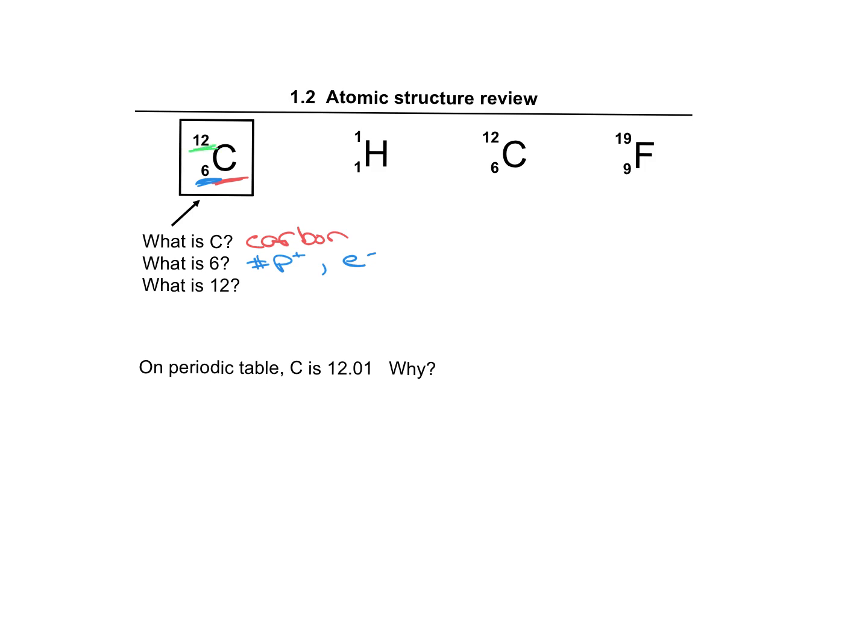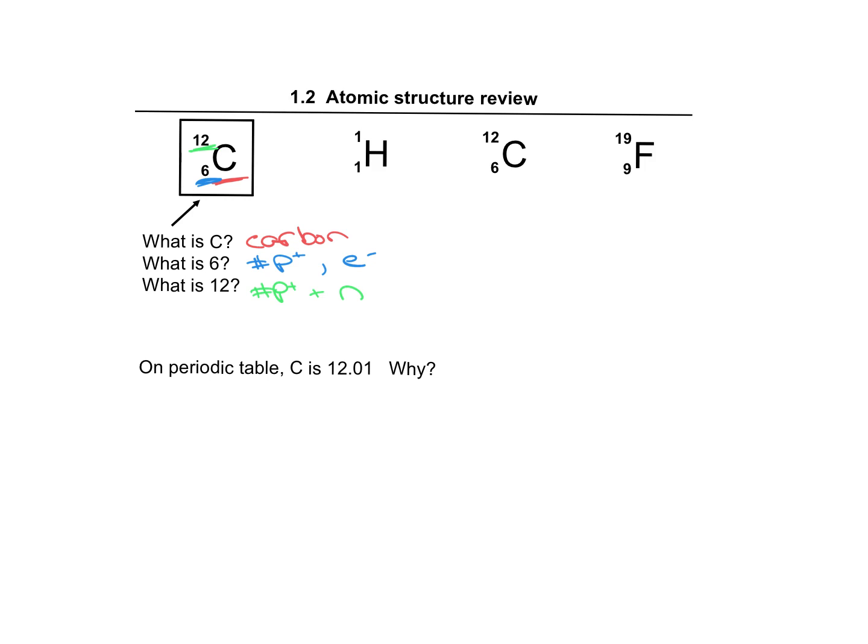And what is this number 12? This is the atomic mass or the mass number. This one gives us the number of protons plus the number of neutrons. Now, as we think about atomic structure, remember our protons and neutrons are in the nucleus, and then the electrons are outside of the nucleus. In a neutral atom, the number of protons will equal the number of electrons. The number of neutrons can vary.